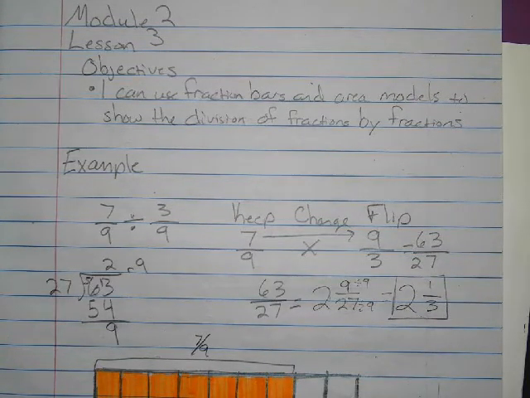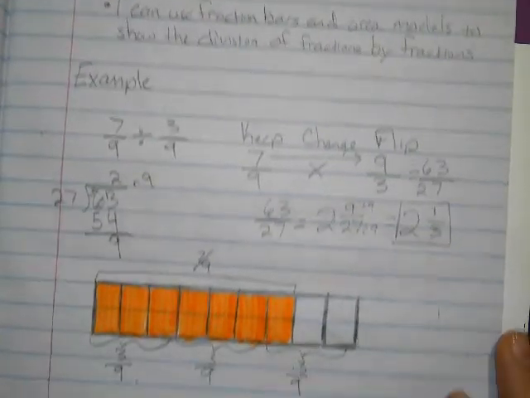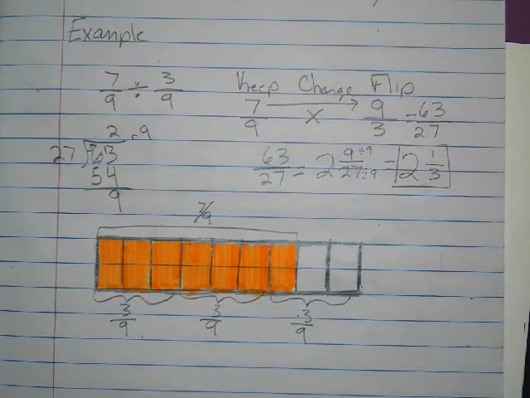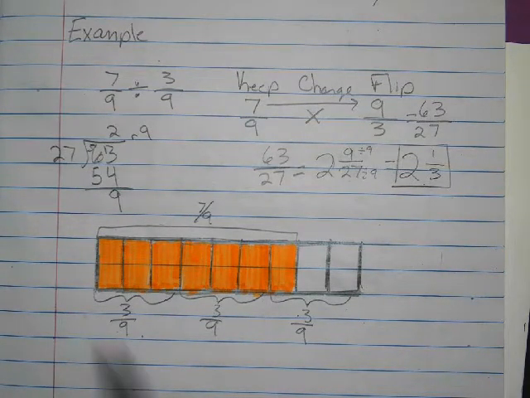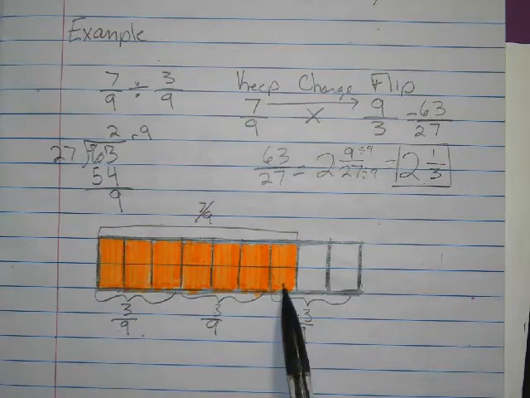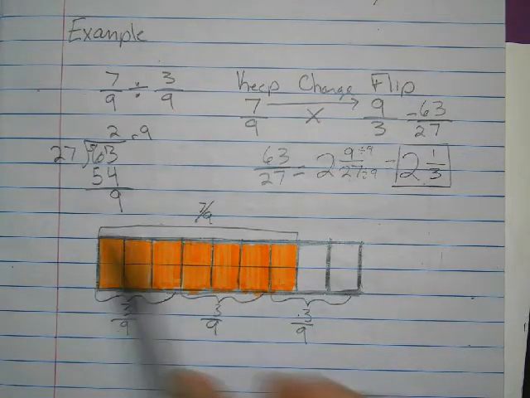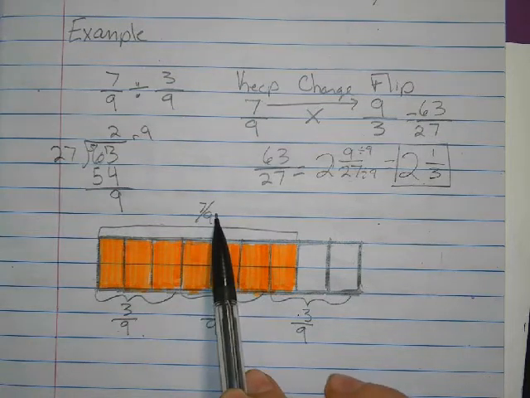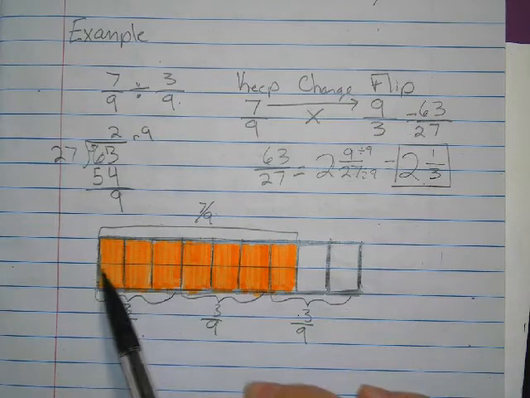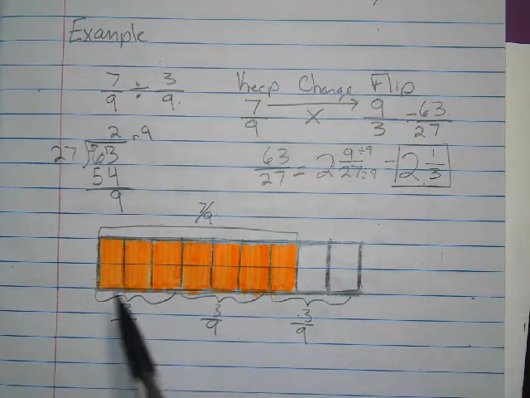Now, if you look below, I'm going to show you a diagram, an area model. The first number was 7/9. So what I did is I drew 9 boxes and shaded in 7 of them. That would give me 7/9. And since I was dividing by 3/9, I wanted to see how many 3/9 are inside my 7/9. So I broke it down.